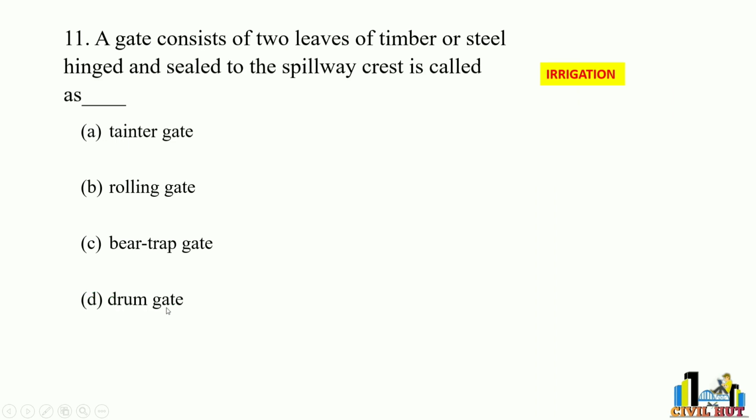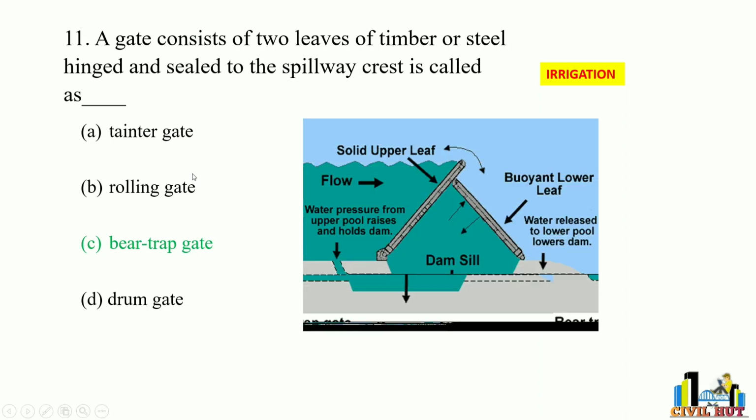Next one: a gate consisting of two leaves of timber or steel hinged and sealed to the spillway crest is called A. tainter gate, B. rolling gate, C. bear trap gate, D. drum gate. It has two leaves, a solid upper leaf and a buoyant lower leaf. A gate consisting of these two leaves is known as a bear trap gate. Option C is the correct answer.